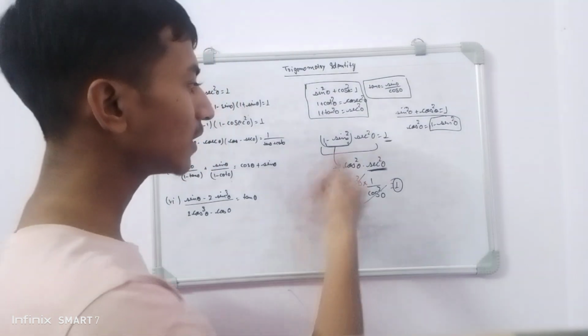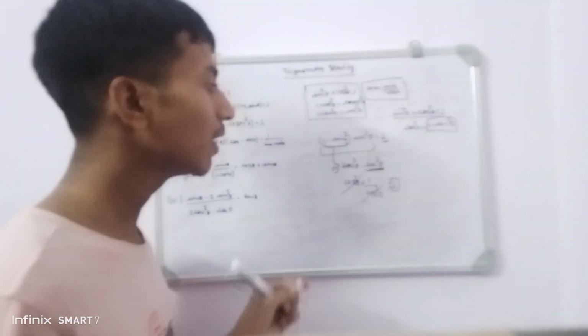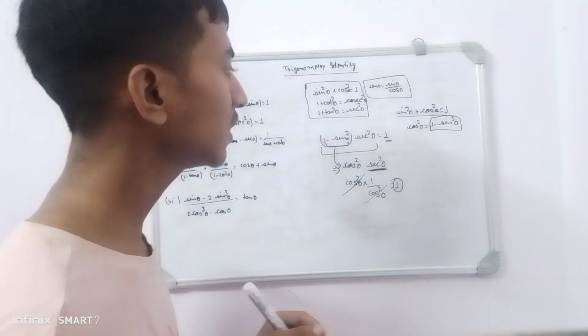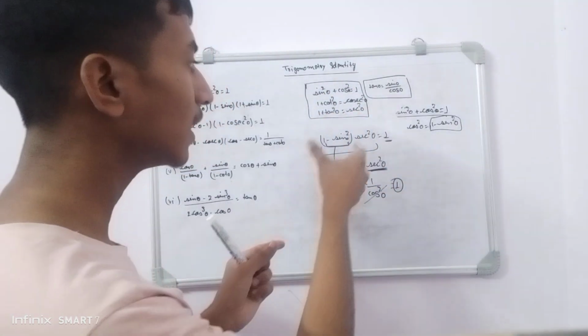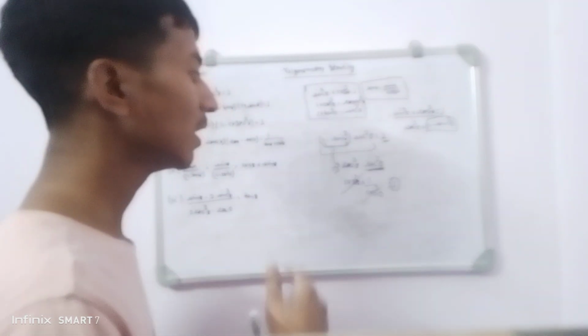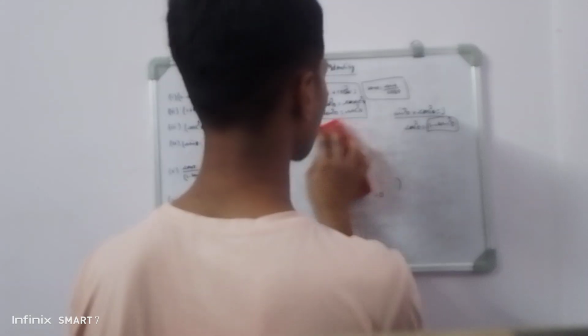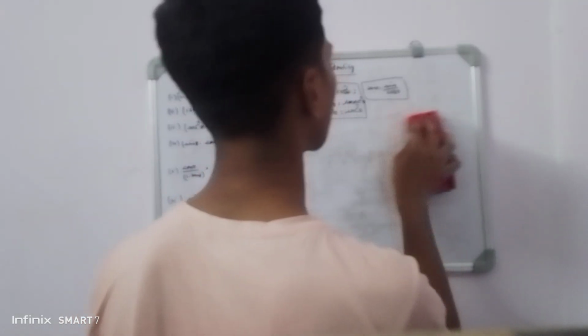So I think you understand how we approach this question. When we see squares in the function, we have to use the identities. If we are not seeing any squares in the function, then we have to convert all those identities into sine and cos. Let's try another question using this.